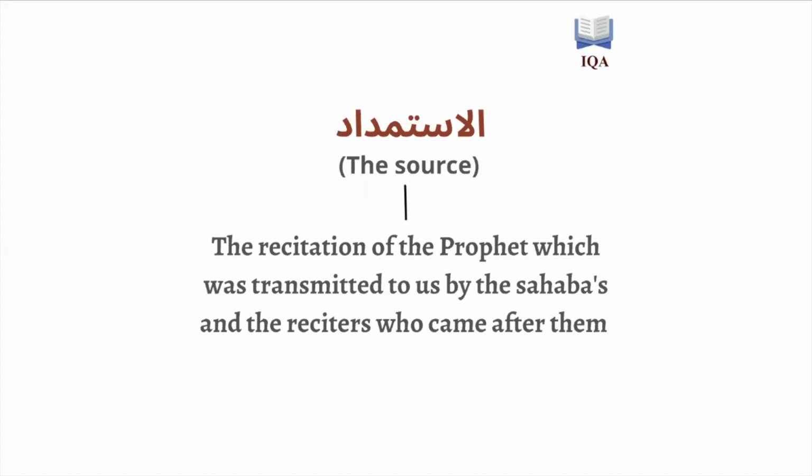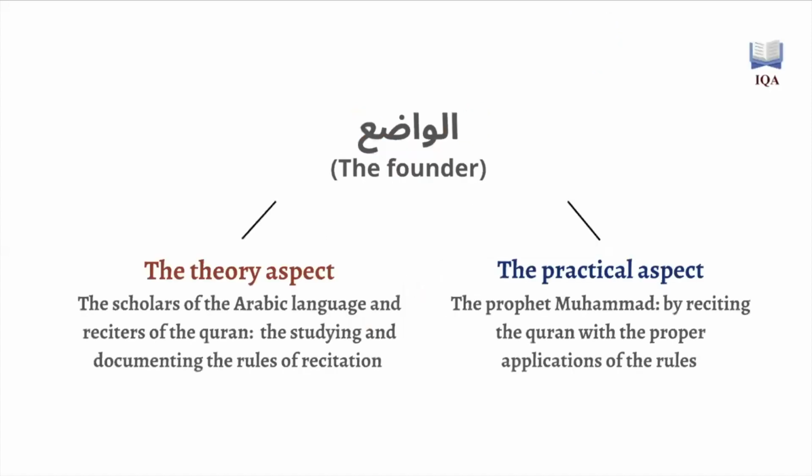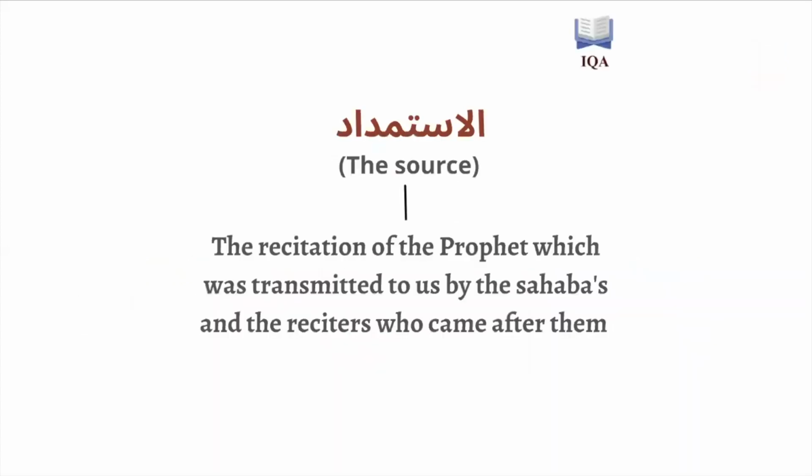So for example, these scholars that we just mentioned, the scholars of the Arabic language and reciters of the Quran, we said that they were able to document these rules from the recitation of the Prophet. But obviously, a lot of them never heard the recitation of the Prophet Muhammad. So how are they able to know this? Well, it is because the recitation of the Prophet has been transmitted to us with tawatur by the Sahabas and then the reciters who came after them.